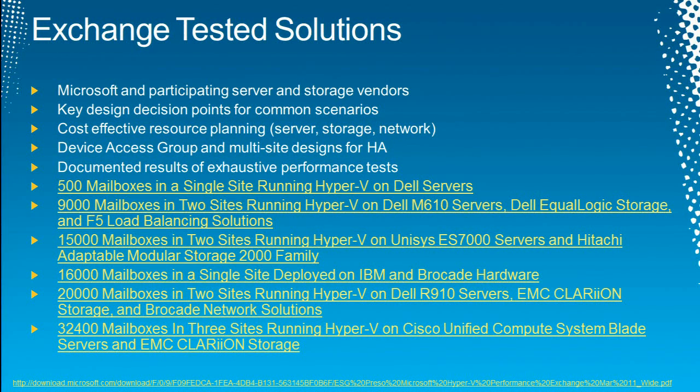So if you're thinking, you know what, I'd like to go forward with a virtualized configuration of Exchange for this particular size, you see 500 mailboxes running on Dell, you see 9,000 running on Dell with EqualLogic storage and F5 load balancing, right up to 32,400 across 3 sites running Hyper-V with Cisco UCS and EMC storage. So these pre-validated, documented solutions that you can look at and utilize to build out your own virtualized Exchange solutions.